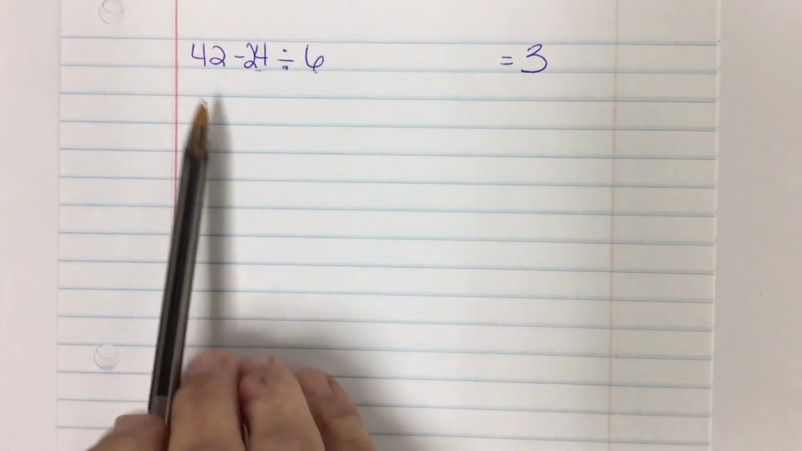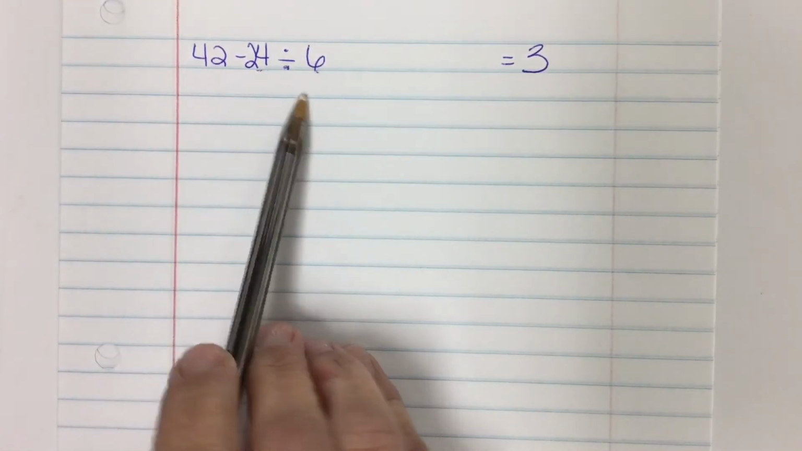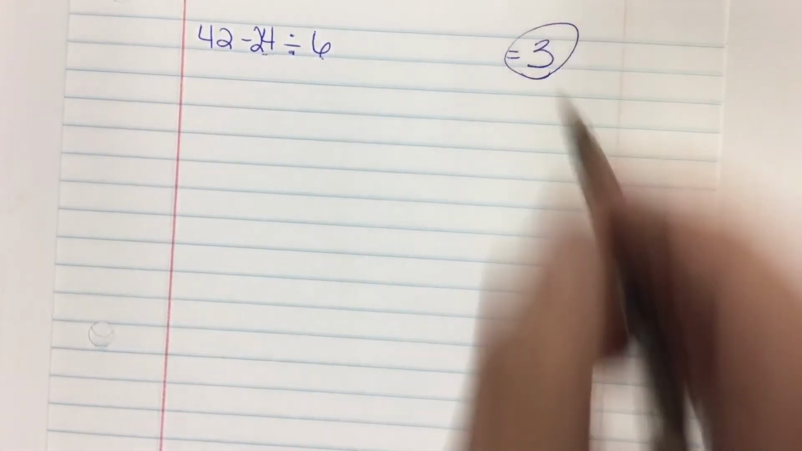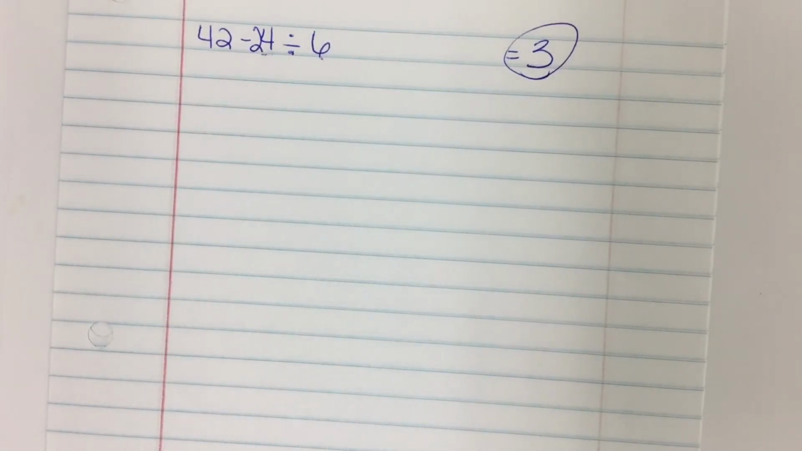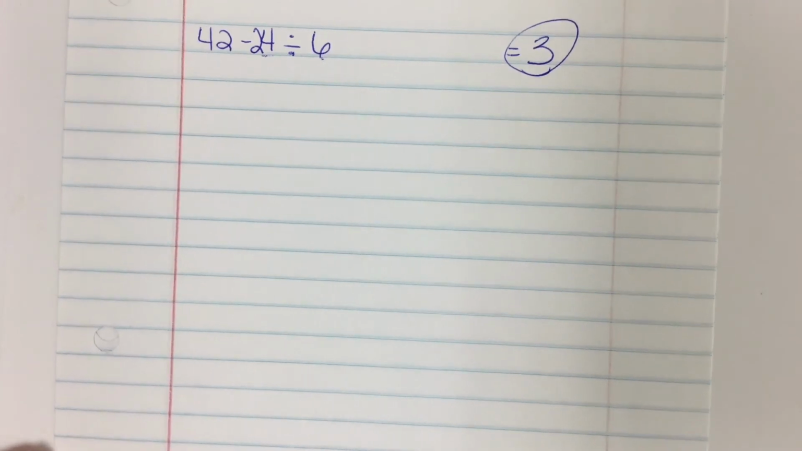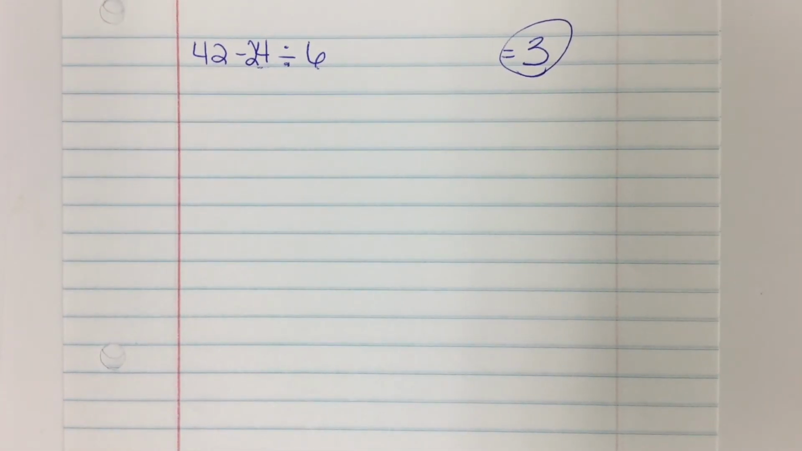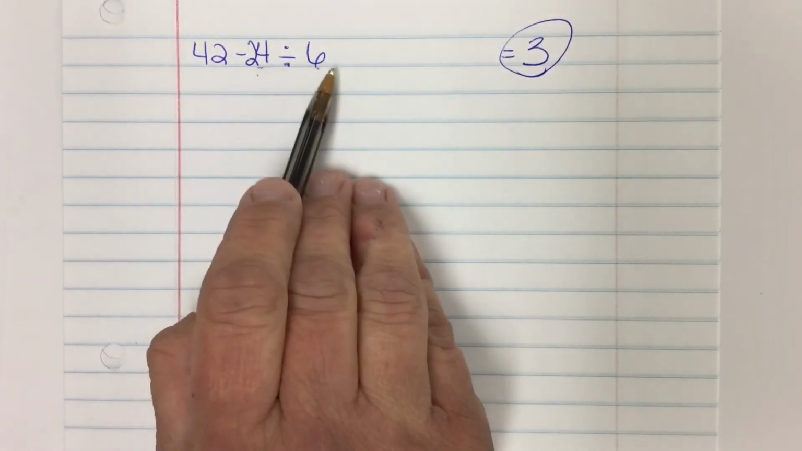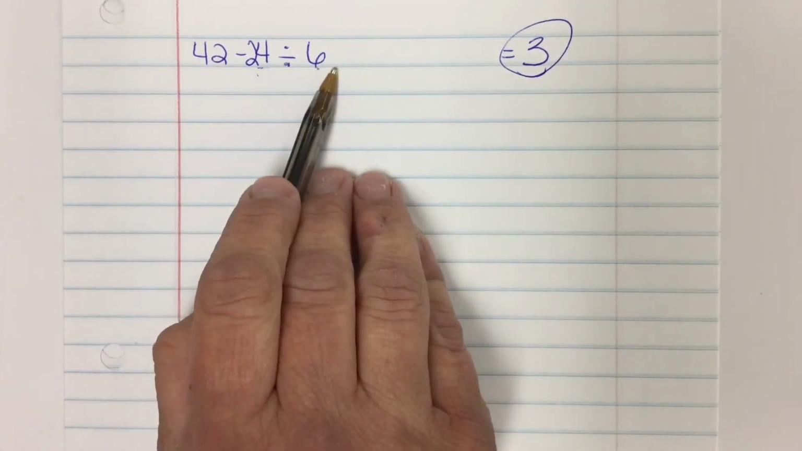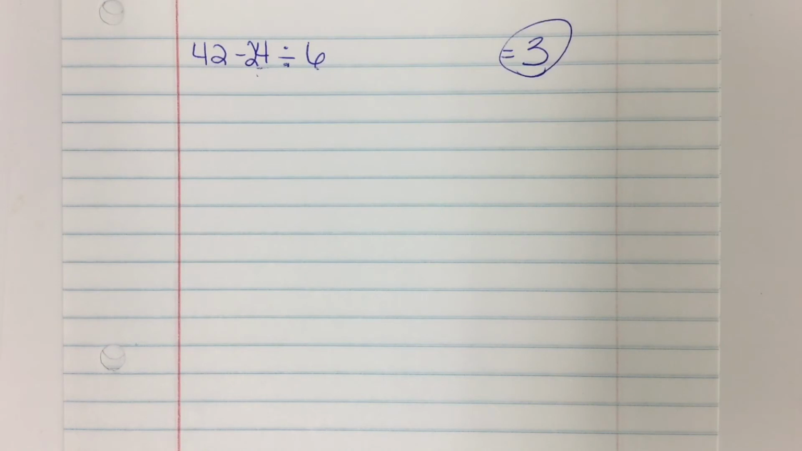Okay, so let's do 42 minus 24 divided by 6, and we want it to equal 3. So I know order of operations says parentheses first. Right now there's not any. Exponents we don't do. And then it says multiply and divide from left to right. So that means if I was to follow order of operation, you would do 24 divided by 6 first, right? But I need not do 24 divided by 6 first. So where could I put the parentheses?